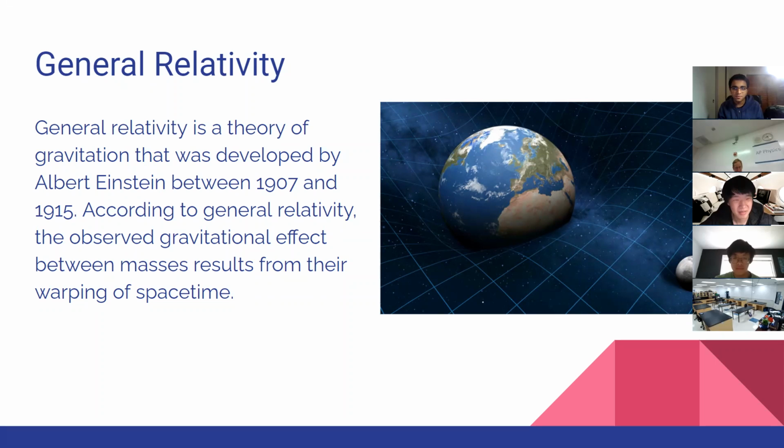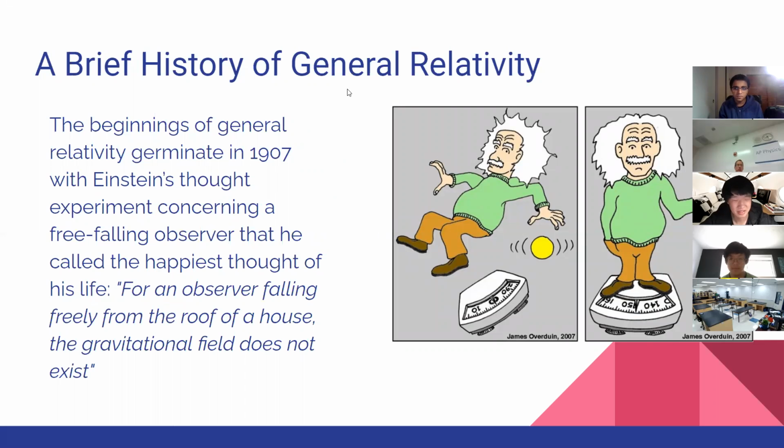So Einstein developed general relativity between 1907 and 1915, and because of this theory, he overthrew many assumptions about gravity, and he proved gravitational force is actually not a force, but a manifestation of the curvature of the space-time background. So let's, can you jump to the next slide? So let's talk about its history briefly.